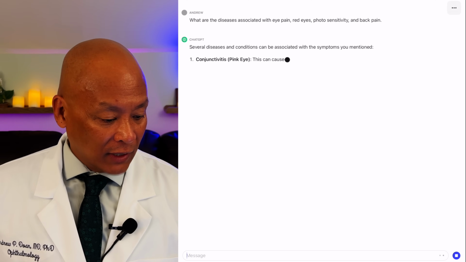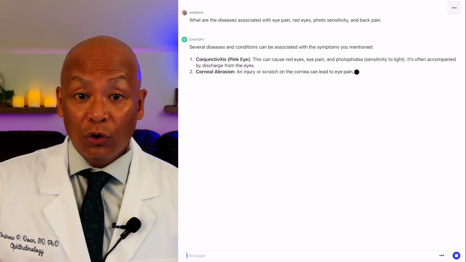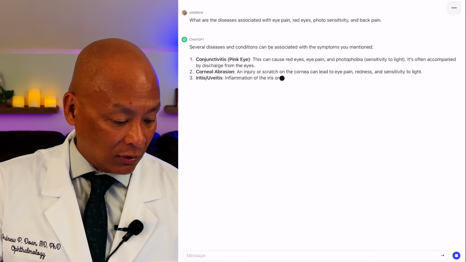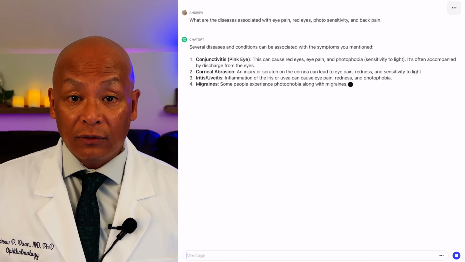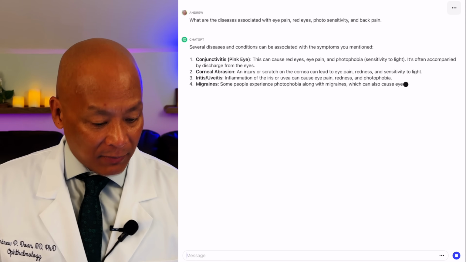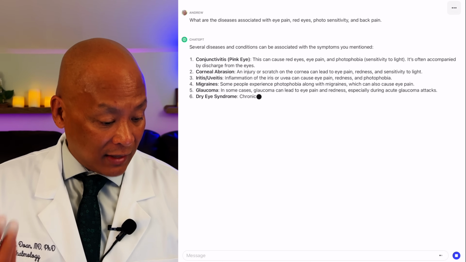So let's see how ChatGPT handles this. So it gives the differential. It gives pink eye, conjunctivitis, which is either infectious, allergic, or viral. There's a corneal abrasion. So someone could scratch their eye, which also causes these things, minus the back pain. Iritis and uveitis, that's the inflammation of the eye.